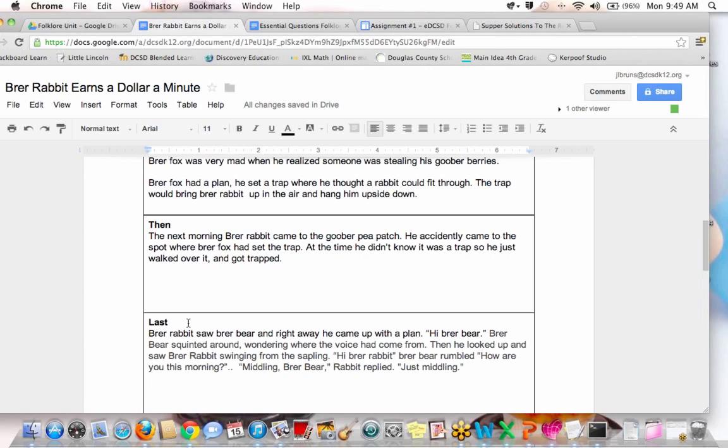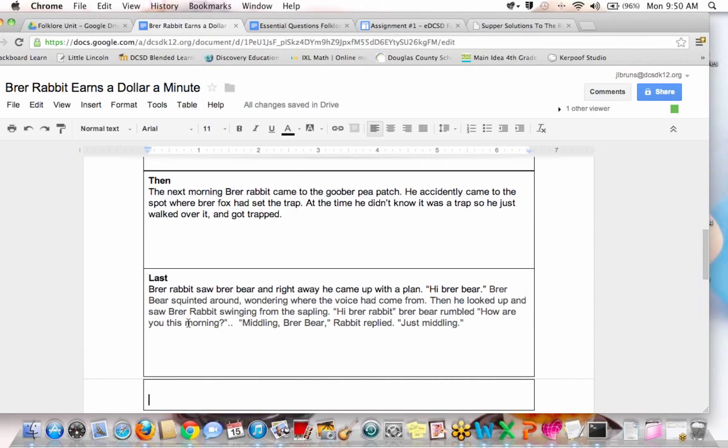It's okay. Br'er Rabbit saw Br'er Bear, and right away he came up with a plan. Hi, Br'er Bear. Br'er Bear squinted around, wondering where the voice had come from. Then he looked up and saw Br'er Rabbit swinging from the sapling. Hi, Br'er Rabbit, Br'er Bear rumbled. How are you this morning? Middlin', Bear, Br'er Rabbit replied, just middlin'.